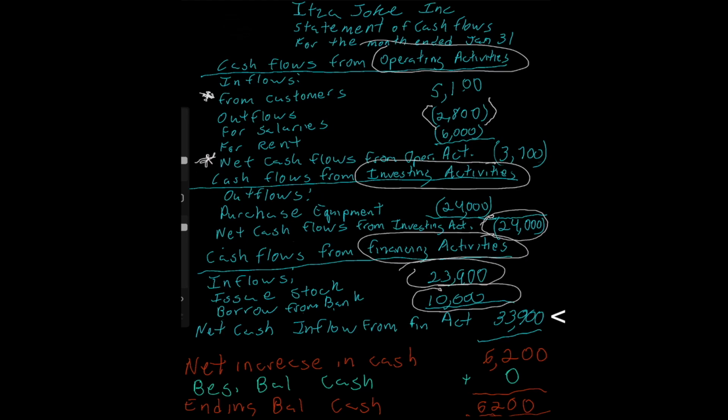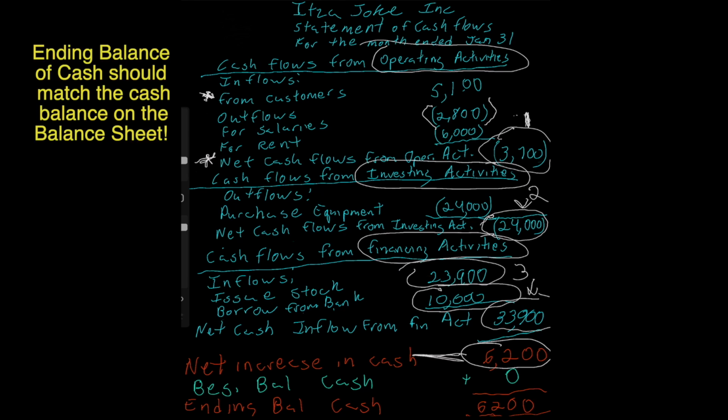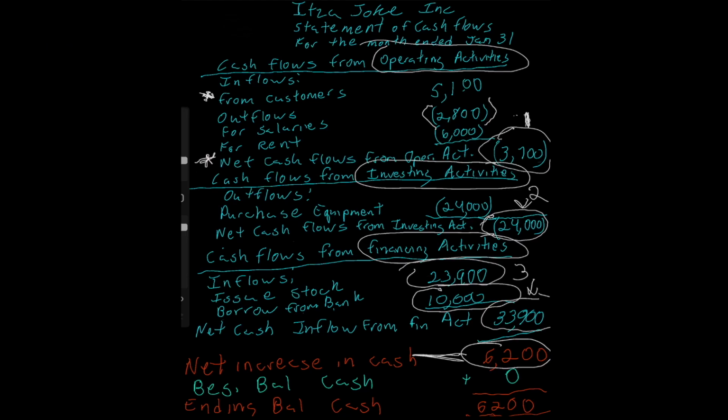So what we do is we add up all three of those cash flow activities. We're talking about the 3,700, the 24,000, and the 33,900. And that gives us a net increase of cash of $6,200, okay? Now, the reason this is in red, gang, is because this is the exact same amount that was transferred from the balance sheet. This is our ending balance in cash. So basically what we just did was summarize how we got to that ending balance of cash that was on the balance sheet. This is a very critical financial statement because it lets us know what the company is doing with its cash.